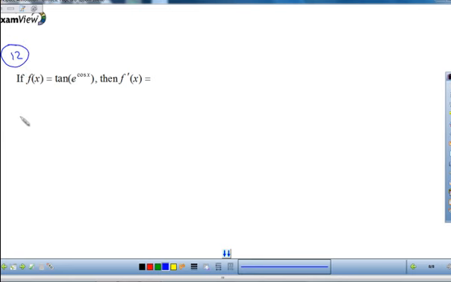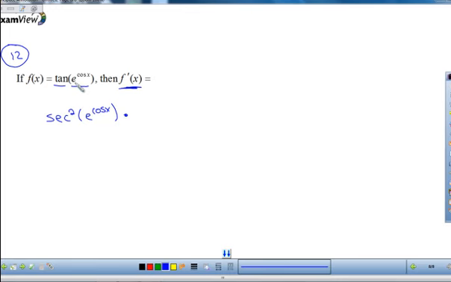Number 12 says, if f of x equals the tangent of e to the cosine of x, then find f prime. So this is find the derivative, not the antiderivative. So we're going to find the derivative. So the derivative of tangent using the chain rule is secant squared. Everything on the inside stays the same, times the derivative of the inside.